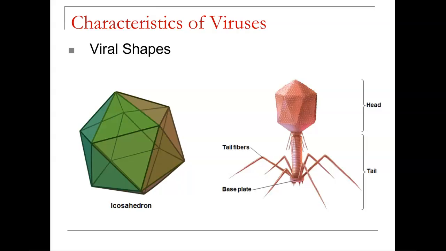So here you can see some of these different shapes. Now, I often think when I look at these shapes, it kind of looks almost like a robotic type structure to me. You have the head of it that's going to be surrounded by that capsid, and you're going to have what's called the tail. The tail is going to have those base fibers, which almost remind me of little legs that crawl around. And then you have a base plate.